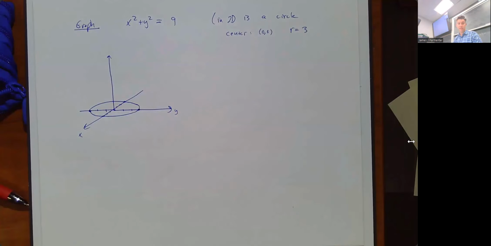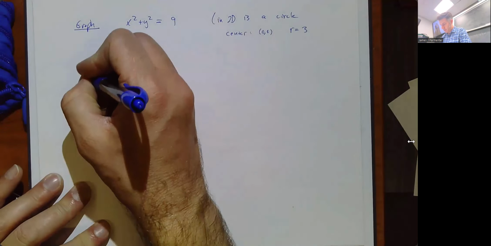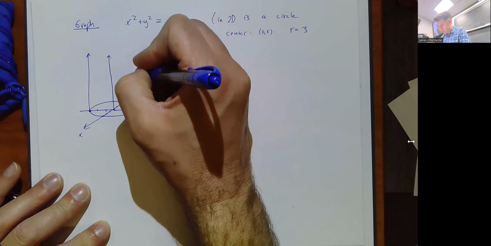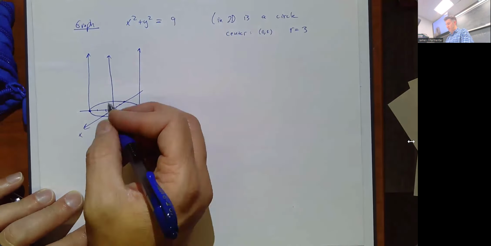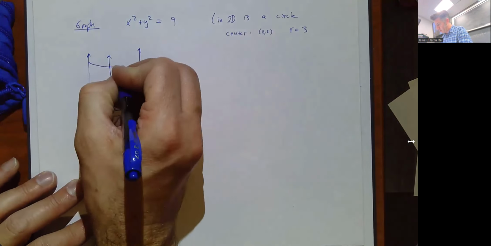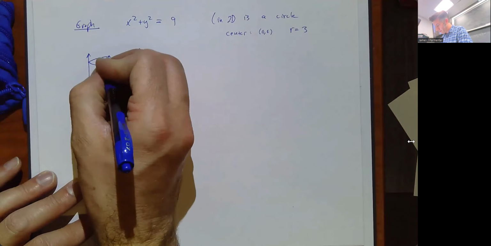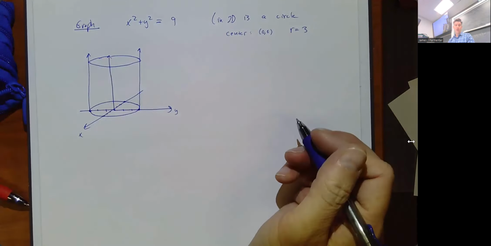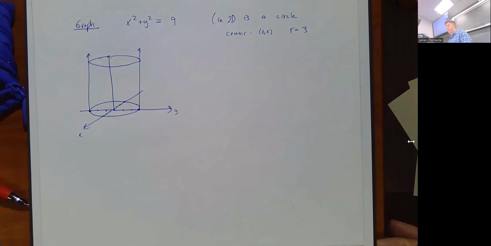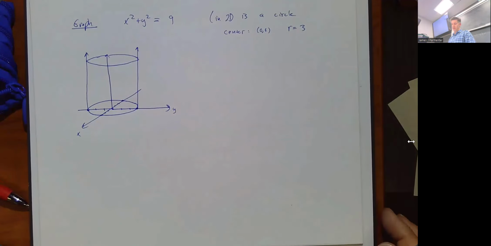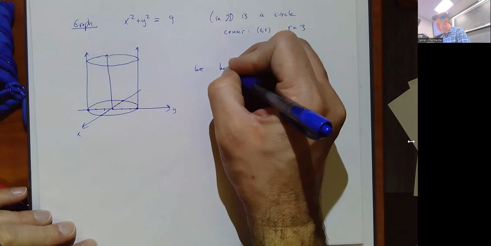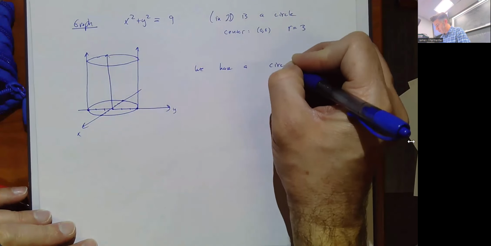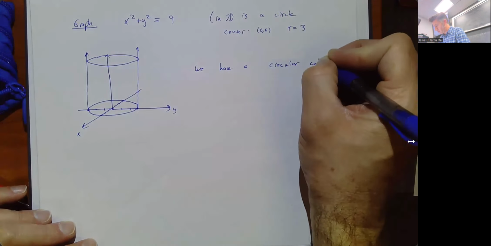And now we're going to extend it in the Z direction. I wouldn't try and draw points again. I'd be like, well, I'm just going to draw another circle like that. And we have a cylinder. I'm going to be a little bit more specific because we have a circular cylinder.